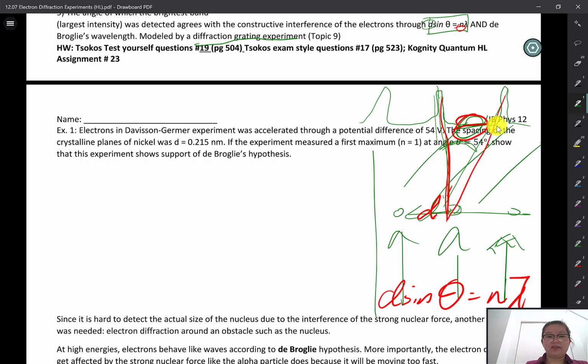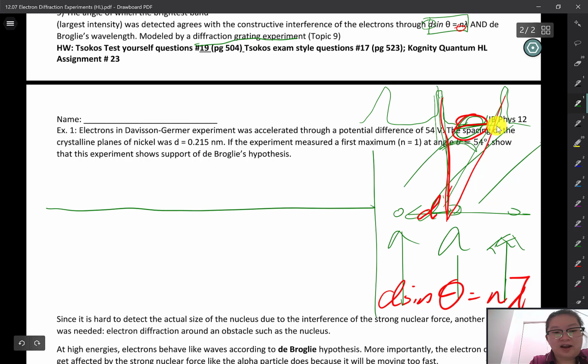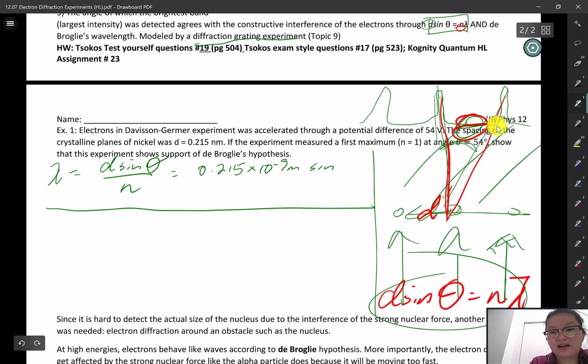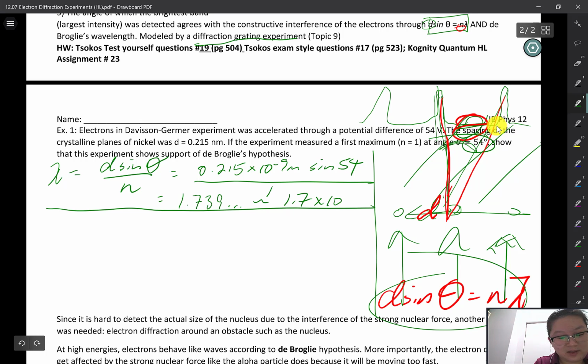So let's begin with the diffraction experiment. Using the diffraction experiment, if we rearrange this for wavelength, we are going to get d sine theta over n, in which d is a spacing of 0.215 nanometers, so times 10 to the power -9 meters. Sine theta, which is 54 degrees, over n, which is the order here. So n is equal to 1. And after we put this into our calculator, we're going to get 1.739. So this is roughly 1.7 times 10 to the power of -10 meters for the wavelength.